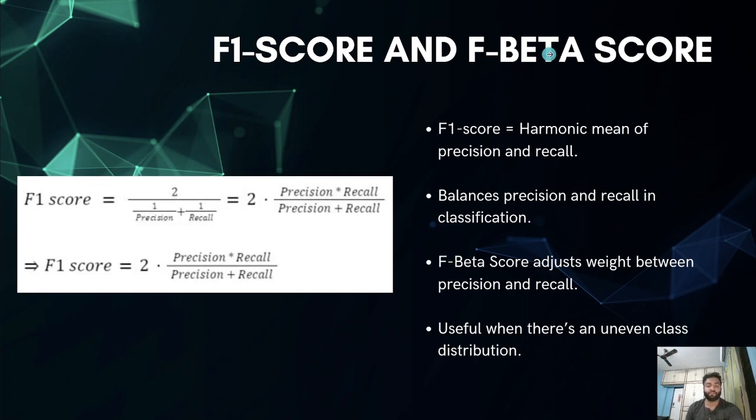The F1 score is the harmonic mean of precision and recall. It gives you a single number to summarize both metrics and is especially useful when you need a balance between precision and recall. The formula for F1 score is F1 is equal to 2 times precision into recall, upon the sum of precision plus recall.